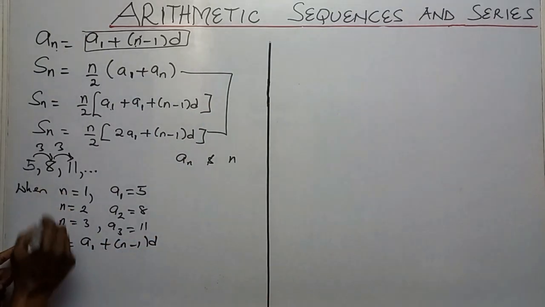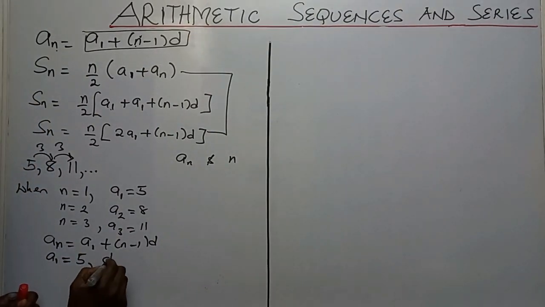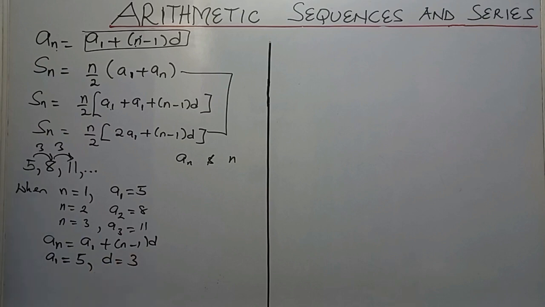Now, I know what my a sub 1 is. The first term in the sequence is 5. And then I have a common difference, which is 3. Those are the two important things in order to generate an n-th term for the sequence.